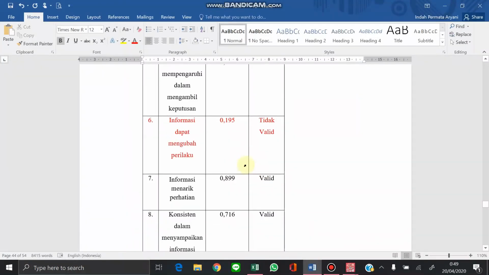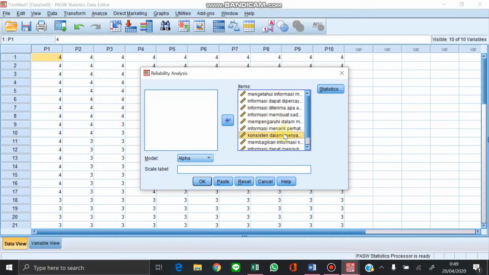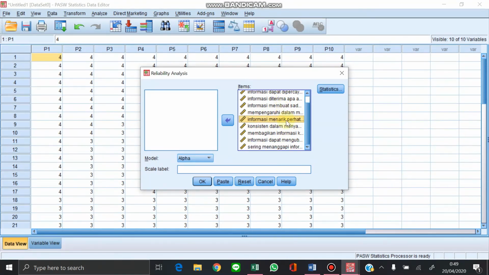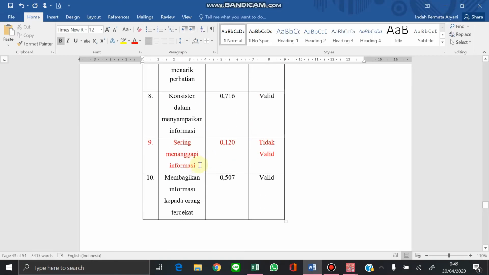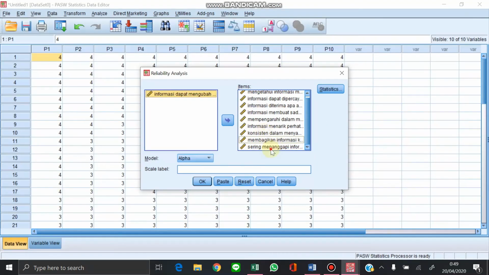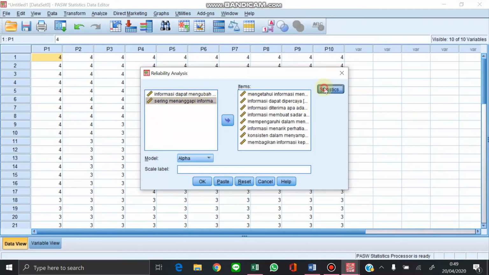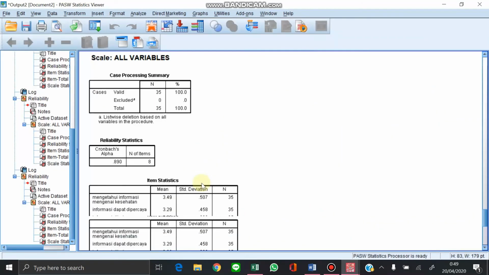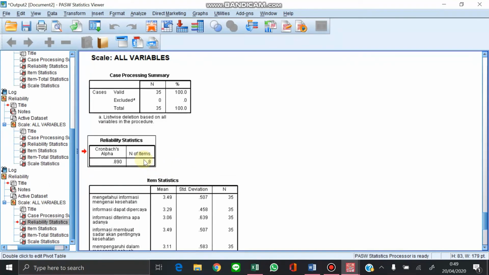We look again at the previous validity data. There is the item "information can change behavior." We remove it. Then there is "often responding to information." We remove it also. Model Alpha. We click OK. And the output sheet appears. We see the Reliability Statistics table with Cronbach's Alpha 0.890 with a total of 8 items tested.